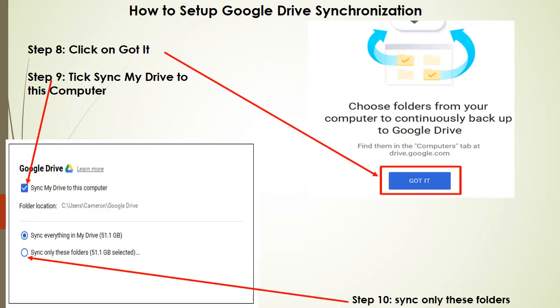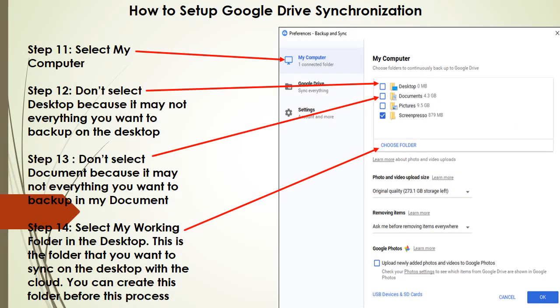Click on got it, tick sync my drive to this computer, and then you can also tick sync only these folders. There are only certain folders that we want to synchronize with a laptop. Now select my computer. Don't select desktop because it may not be everything you want to back up or sync on your desktop. Remember, like I told you before, there are some installation files on the desktop and you may not want to synchronize them. The same thing with my documents. You might not want to synchronize everything in my documents because there may be some installation files you don't want to sync. It would take a lot of time to do that.